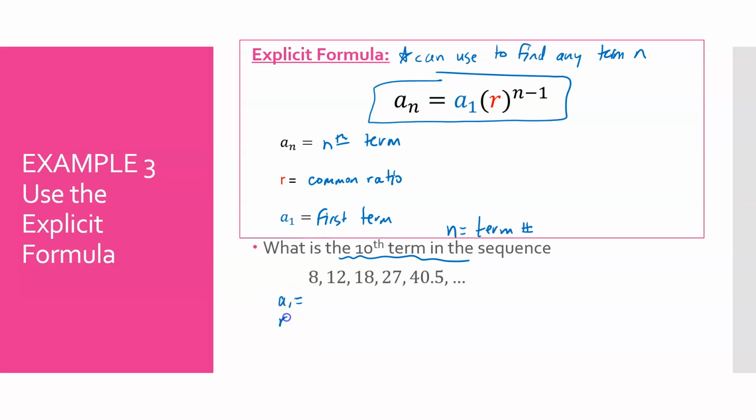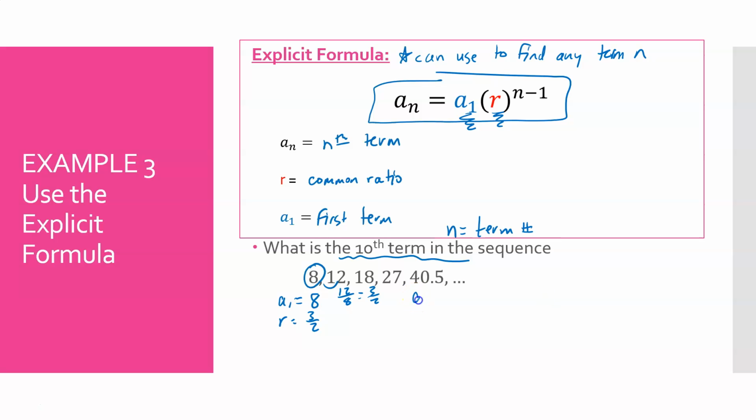But remember, for the explicit formula, just like the recursive, I just need a sub 1 and r. So once again, my a sub 1 is 8. My r is 12 divided by 8, which is 3/2. This is actually the same sequence we did the other way. So we went through already and divided them all. Okay, so we found this in the recursive formula.